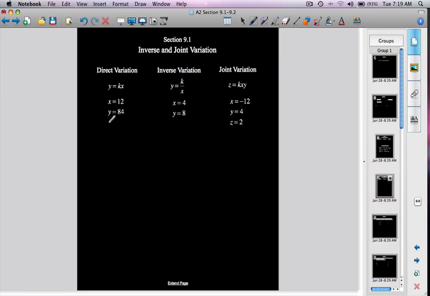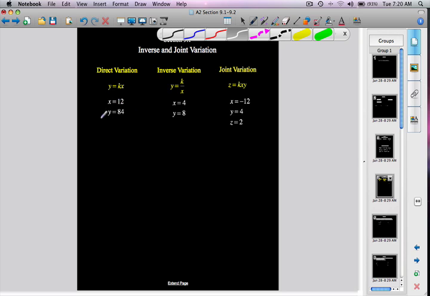So in a direct variation model, I'm using y is equal to k times x. In an inverse variation model, I'm using y is equal to k divided by x. And in a joint variation model, it is z is equal to k times x and y. This is the only thing that really changes in the different problems. The methodology for solving remains the same.